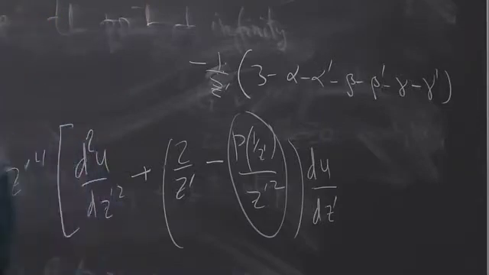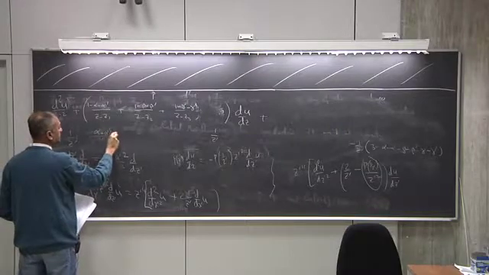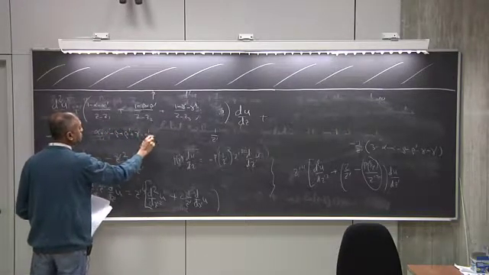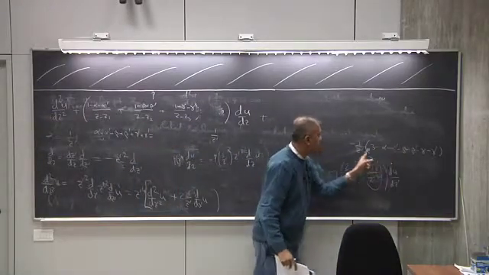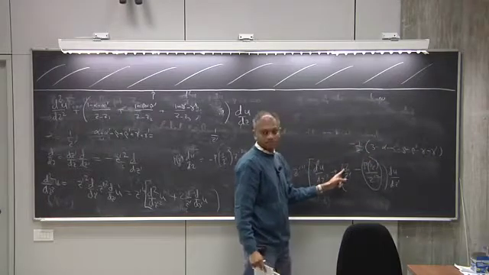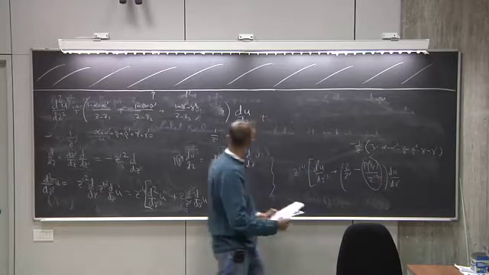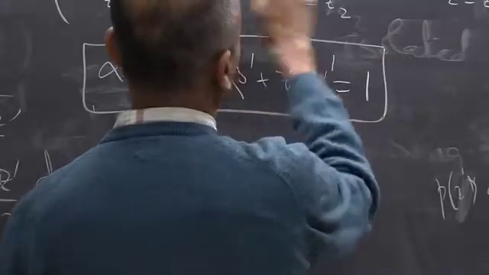So the condition that you get is that alpha prime plus beta prime plus gamma prime should be equal to, you see, minus 3 plus 2, so it's minus 1. That sum must be equal to 0. So that tells me that this must be equal to 1. This is the basic relation between these constants.